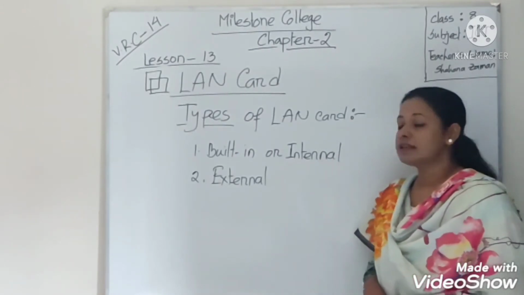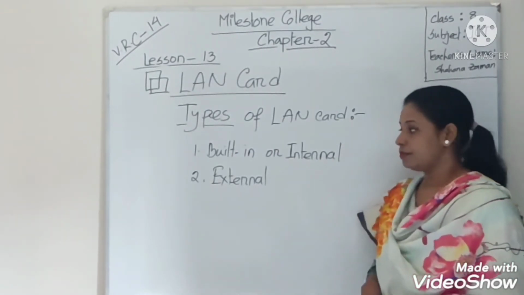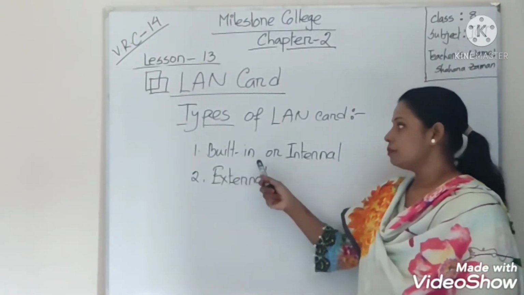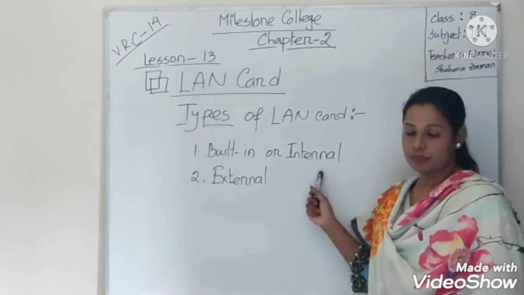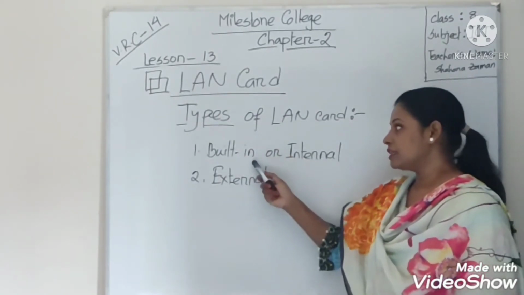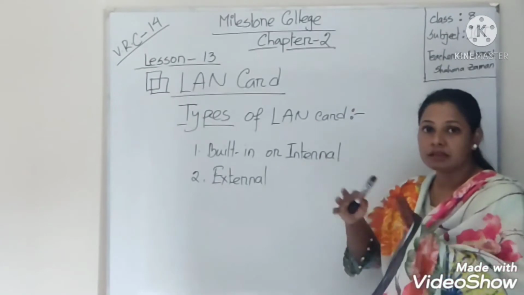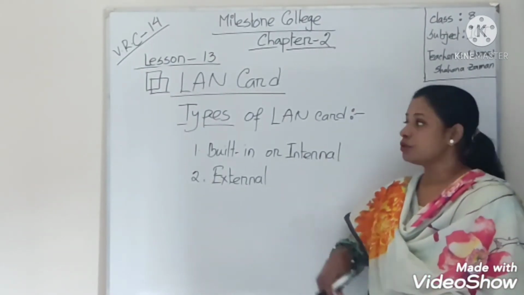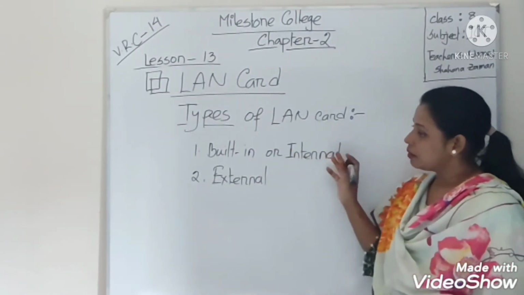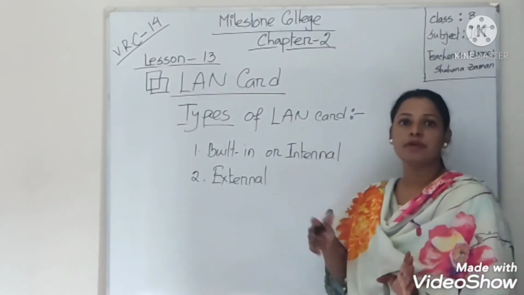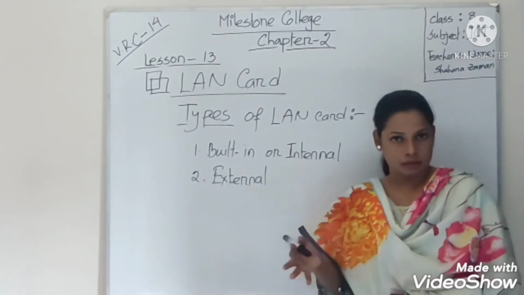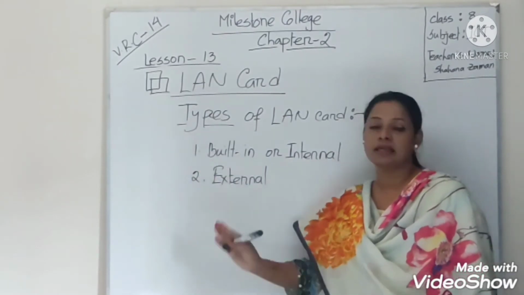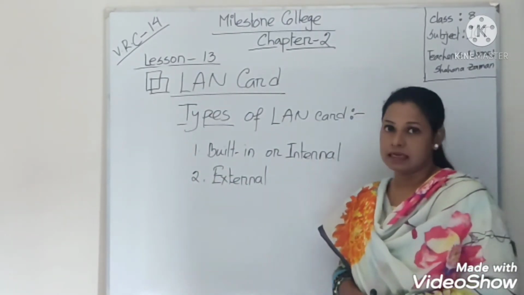Students, see the types of LAN card. We can tell there are two types of LAN card. Number one, built-in or internal. That is, whichever is built-in is the internal one. Don't make it different. And number two is the external LAN card. So these are all the types. On the internet you will get more types, or if you go through Google, they will show you many more types. But basically, or mainly, we can tell there are two types of LAN card.